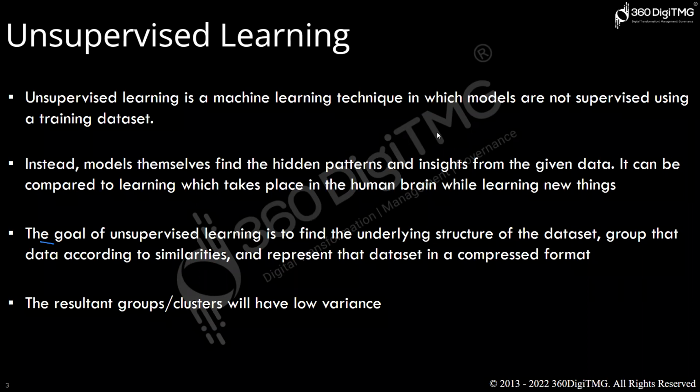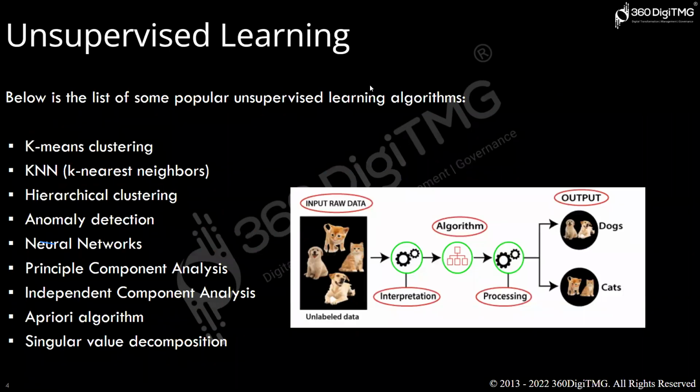Moving on, we're going to see how unsupervised learning works. Popular algorithms include k-means clustering, KNN, hierarchical clustering, anomaly detection, neural networks, PCA, ICA, the Apriori algorithm, and SVD, singular value decomposition. In KNN, I have explained this to you already.